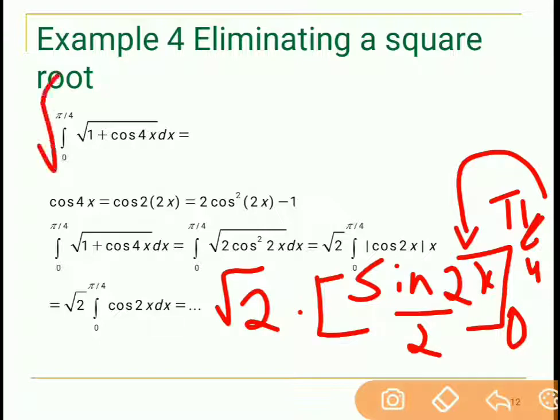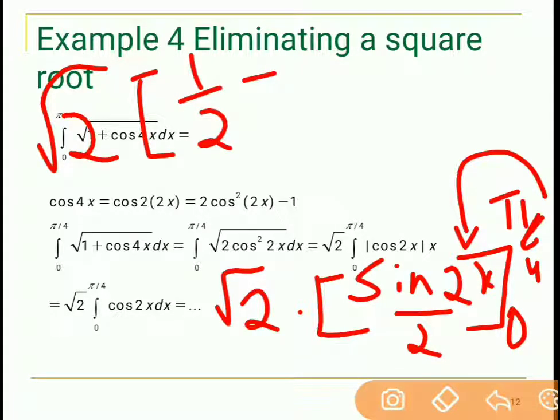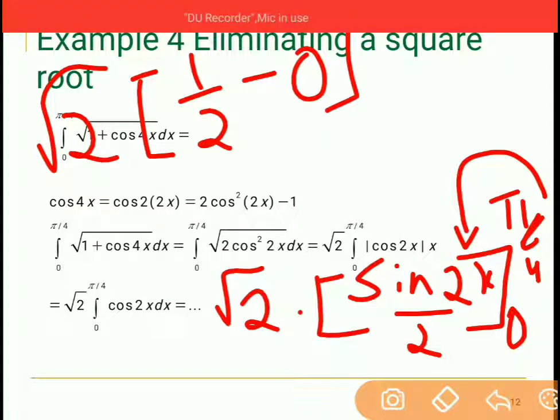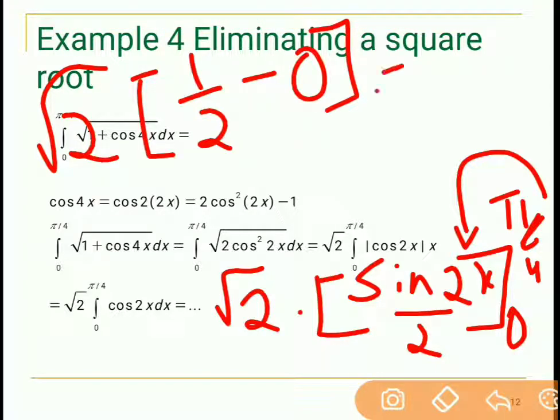So you will get the answer as root 2 into sine of 2 into pi by 4, so it will be sine pi by 2. Now sine pi by 2 is 1, so you will get 1 by 2 minus sine 0, which is 0. So finally you will get root 2 by 2, so the answer will be equal to 1 by root 2.